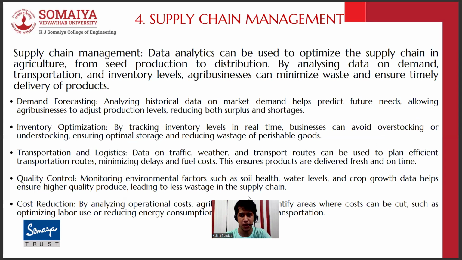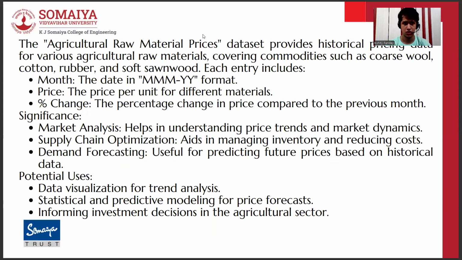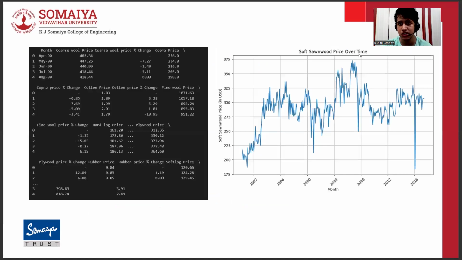Supply chain management is the next topic. Data analytics can be used to optimize the supply chain in agriculture, to analyze seed production. It helps in transportation logistics, cost reduction, quality control, and demand forecasting. The agricultural raw materials dataset has the following columns: month, price, and percentage change. Now we have a graph of softwood price over time.